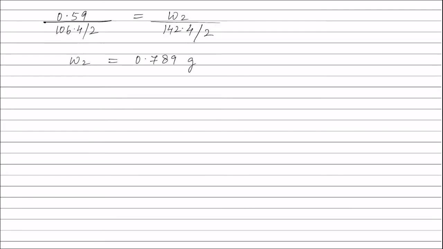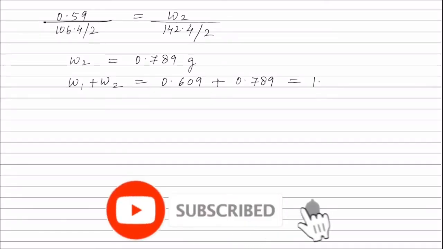0.789 gram. Therefore, the total weight of the sulfate will be equal to W1 plus W2, and this is equal to 0.609 plus 0.789, and this is equal to approximately 1.4 gram.